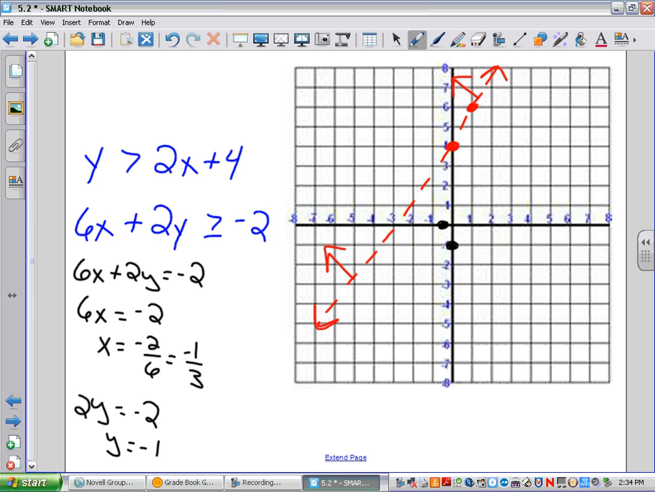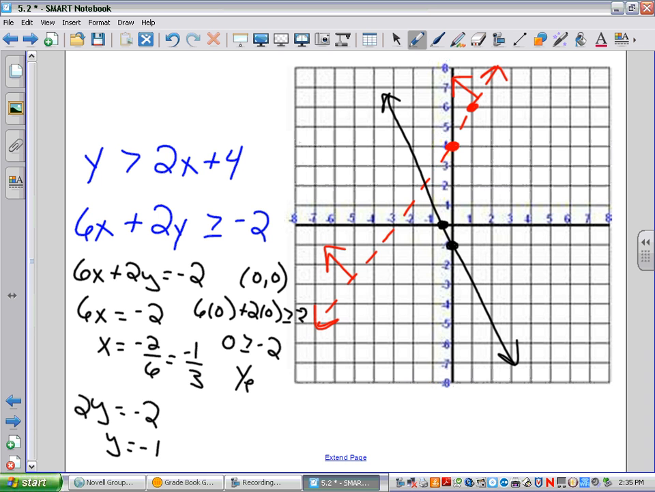And since this symbol is underlined, it will be a solid line. So then, almost done. Test point, 0, 0. And let's plug it in. 6 times 0 plus 2 times 0. Is that greater than negative 2? In other words, is 0 greater than or equal to negative 2? And that is yes. So I want to shade this way.